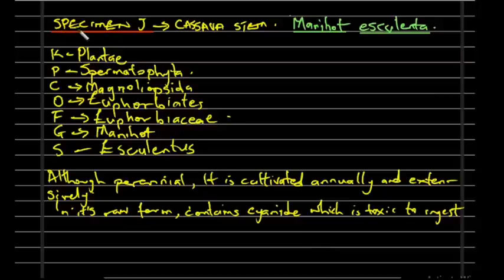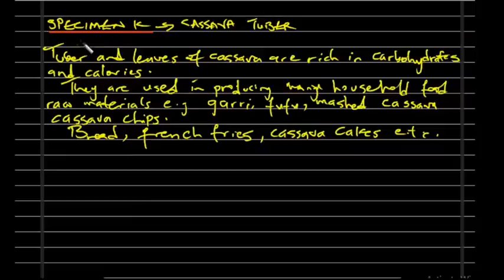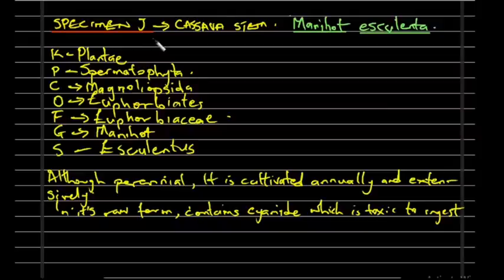And so we talk about the next specimen, Specimen J, which is the cassava stem. Now I will explain these two together, cassava stem and cassava tuber, because specimen K is the cassava tuber, like we can see here, while specimen J is the cassava stem. The scientific name of the cassava is Manihot esculenta. We can see it in some textbooks as esculentus.